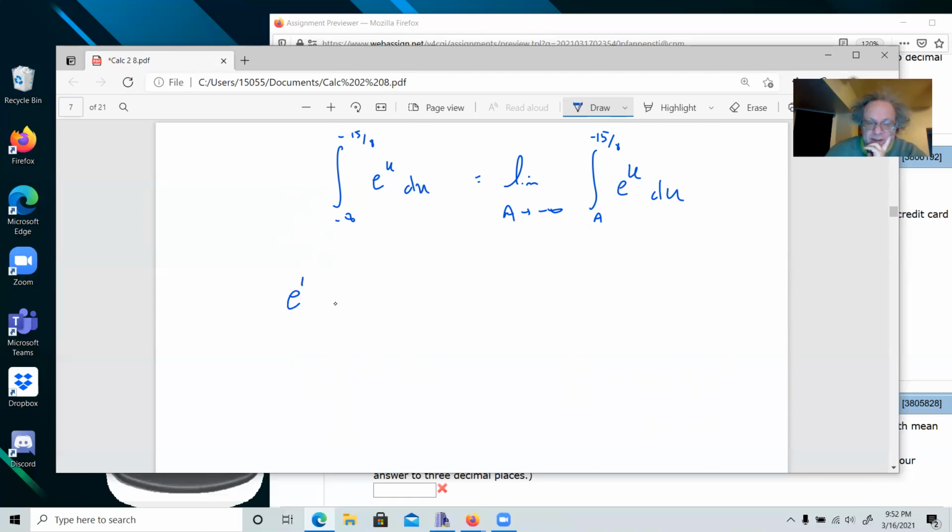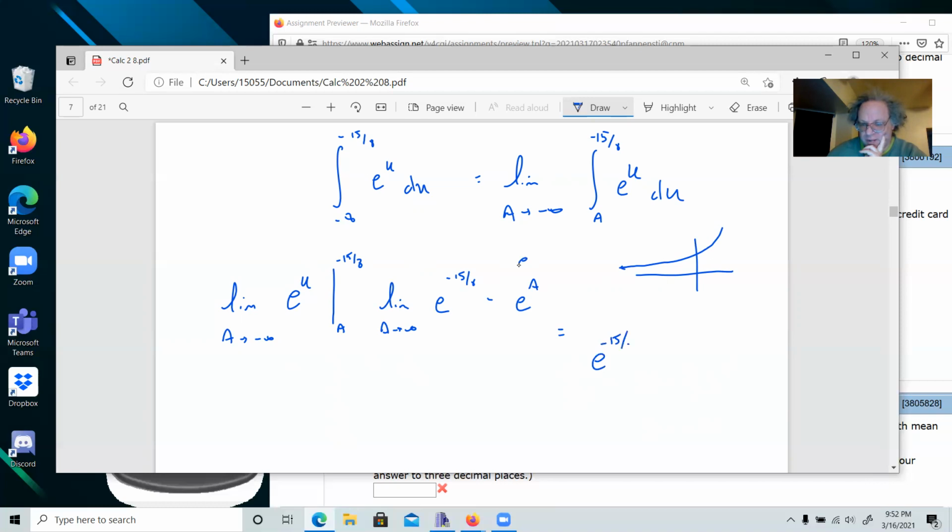So this is going to be e to the u, evaluated from a to negative 15/8, as a goes to negative infinity. So this is e to the negative 15/8 minus e to the a, and the limit as a goes to negative infinity of e to the a, all the way down there, is 0. So this is just going to be e to the negative 15/8, minus 0, and we're set.